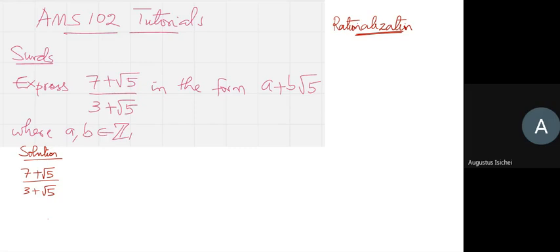And how do we rationalize the denominator? Our focus is usually the denominator. Whenever you see this question that says express this fraction in the form of this, where a and b are integers, there is another way. The other way I can ask this same question is to say: rationalize the denominator.